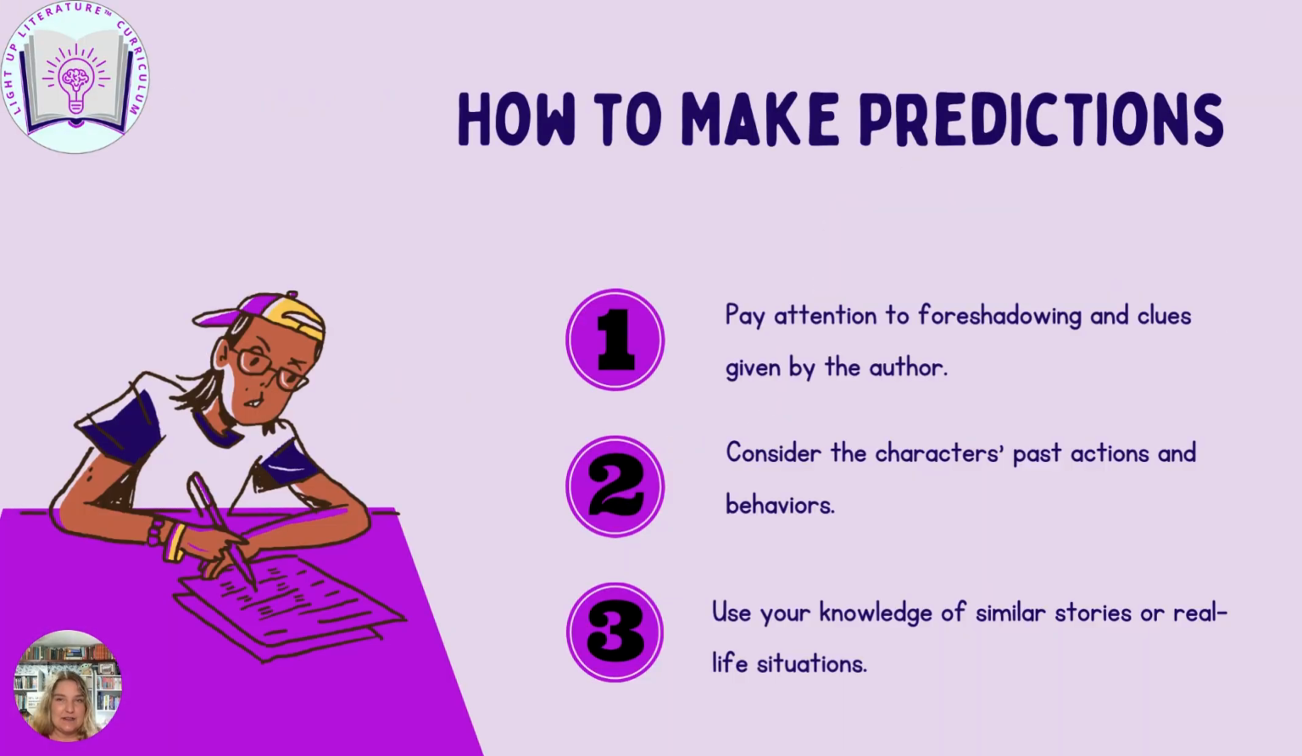So a few techniques. Pay attention to foreshadowing. So remember, foreshadowing is where they leave little clues for us before we find it out. And then we want to consider the character's past actions and behaviors. So what little sprinkle of clue that's like, hey, that's a little odd. That's not normal. That's not how that character acts or behaves when something like this happens. That's usually a little bit of foreshadowing sprinkled in there. And then use your knowledge of similar stories or real life situations.